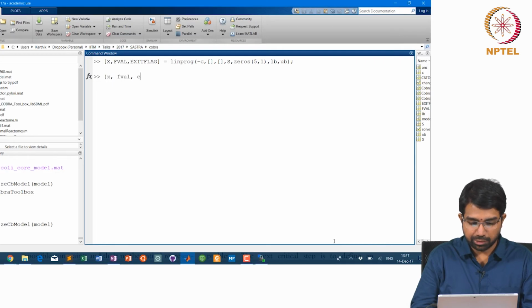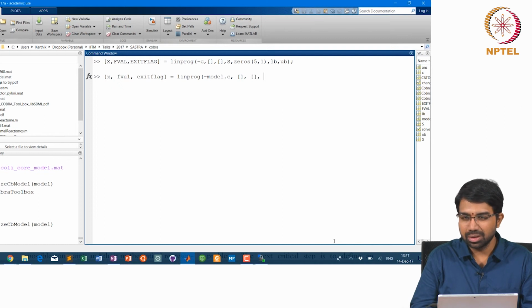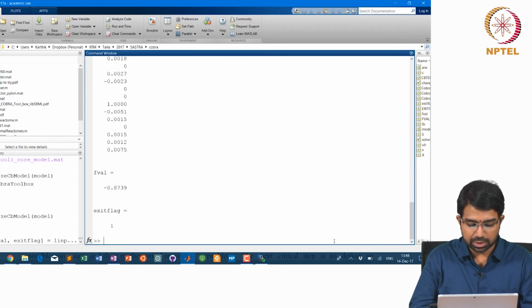We say x comma fval comma exit flag equals linprog of minus model dot c, empty, empty, empty. I think that is fine. It really does not make a difference. So, empty, empty, then model dot s, model dot b, model dot lb, model dot ub. We get the same fval of minus 0.8739.